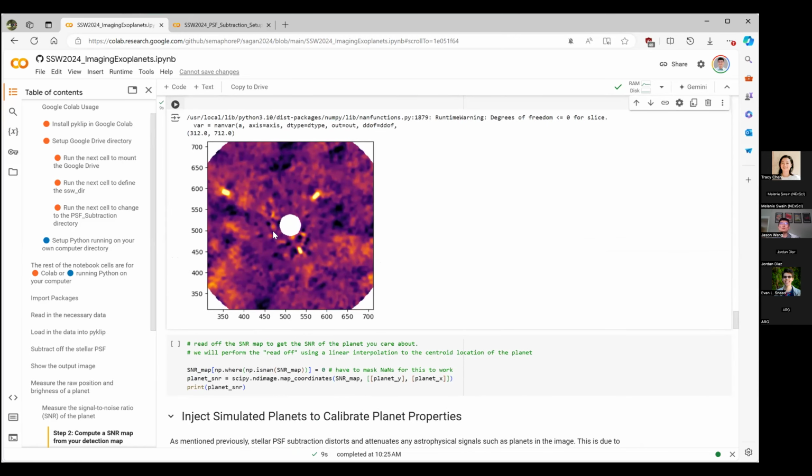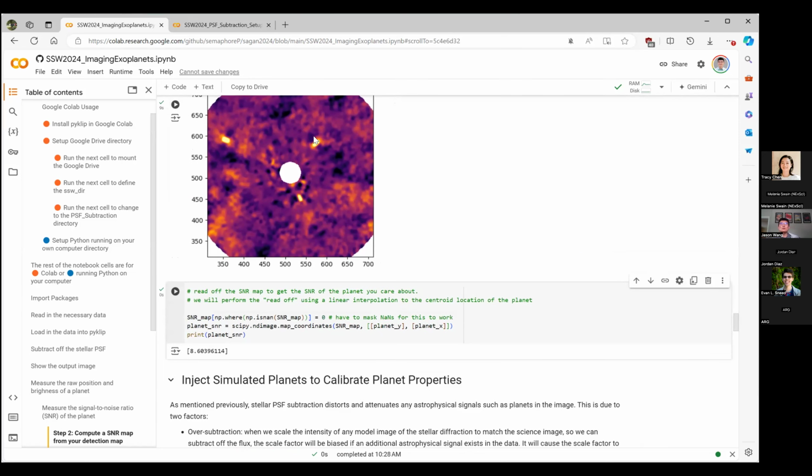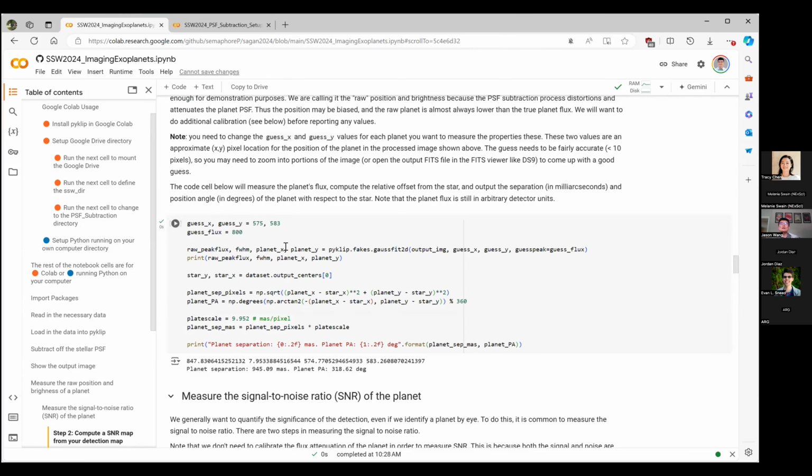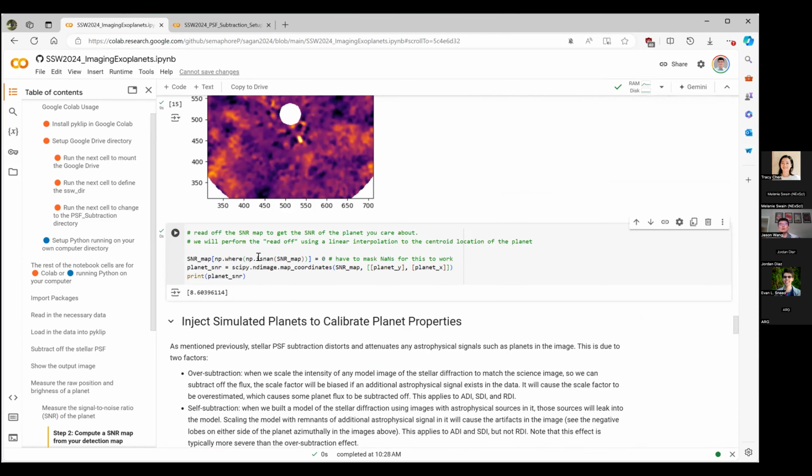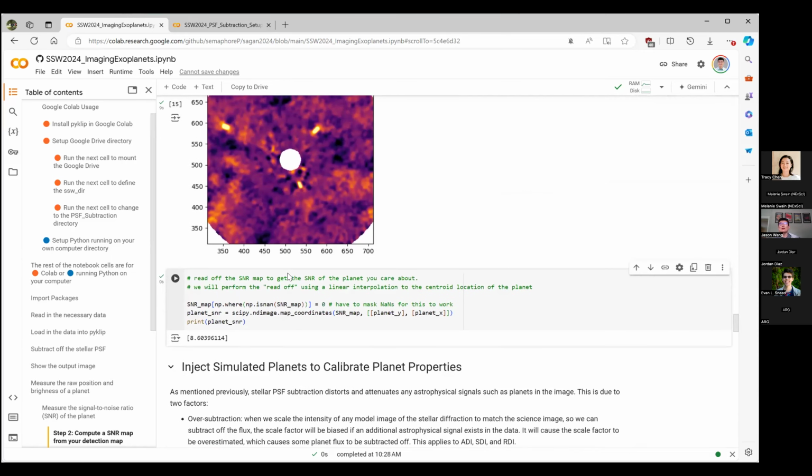Okay, so we have the signal to noise map, and running this cell will allow us to measure the signal to noise of planet C. This is the same planet that we just measured the position of. If you change your guess X and Y and your guess flux here, you'll also change which planet gets its signal to noise measured down here. But if you don't change anything, we're measuring the position and flux of planet C, and now we're measuring the signal to noise of planet C. You can see that planet C has a signal to noise of 8.6.